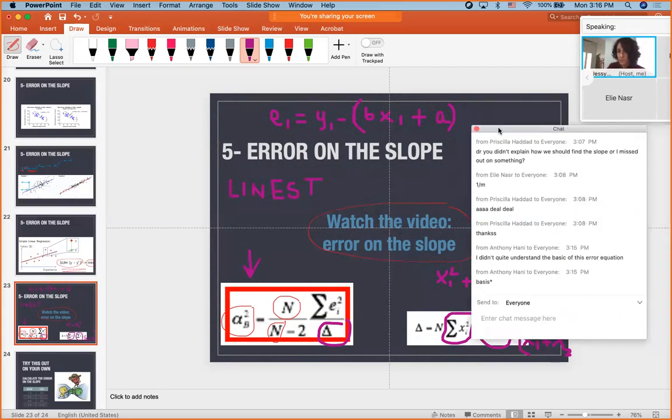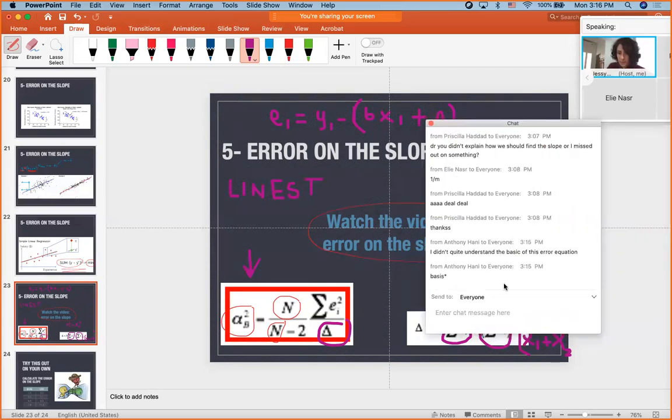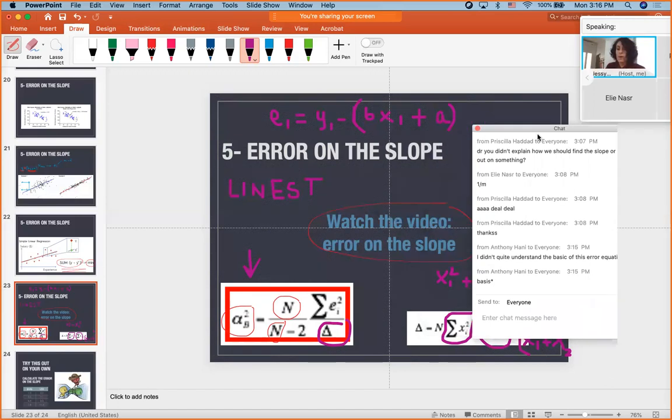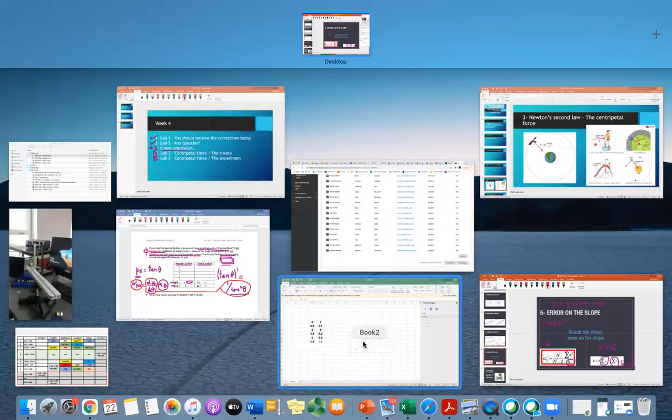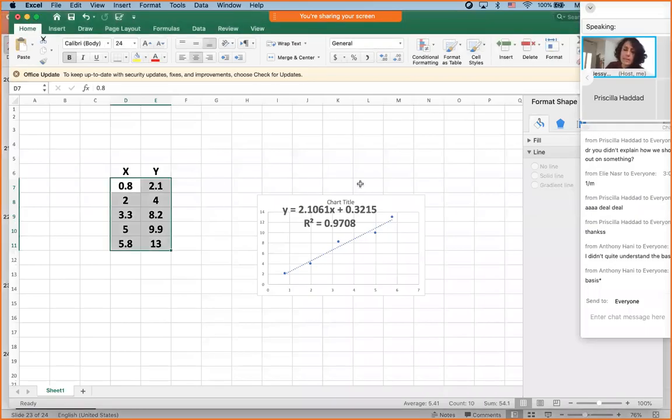Okay, fine. I did not quite understand the basis of this error equation. Anthony, can you please speak up? What do you mean? You mean like when do we use this? Oh, basically, how did we derive this error equation? Out of what? All right, so probably I can show you here, although it's going to be time consuming.